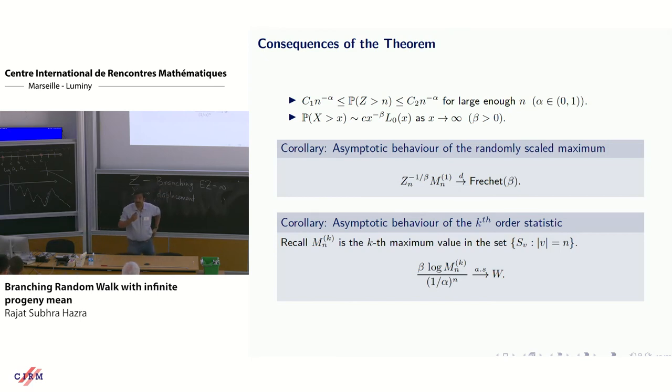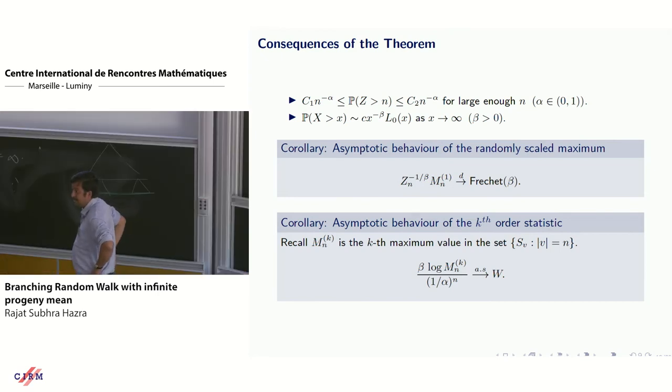Any further question? Yes? And if alpha is 1, you assume something like L logarithm in the denominator. Oh, that's very difficult. I would guess that you have to assume something on the slowly varying part also. The Pareto case, I don't know.